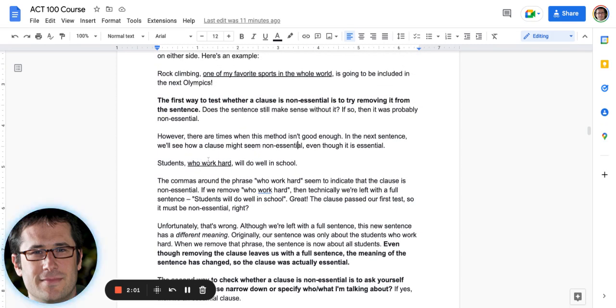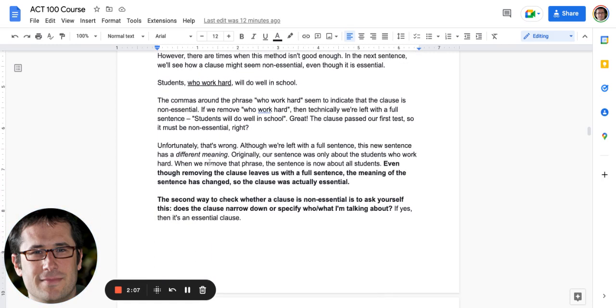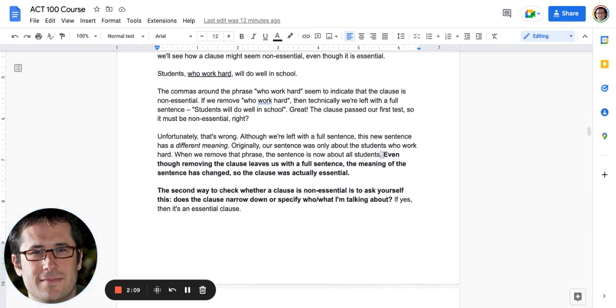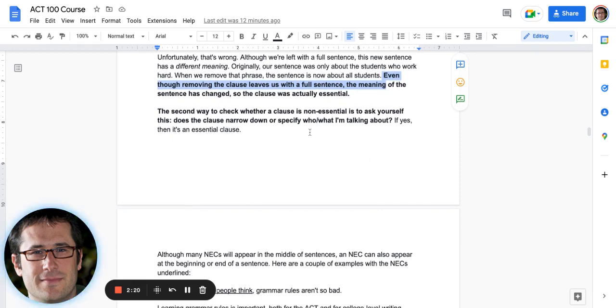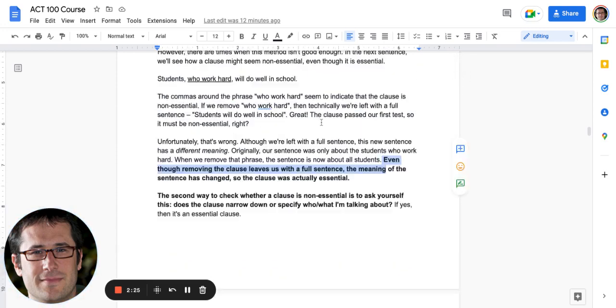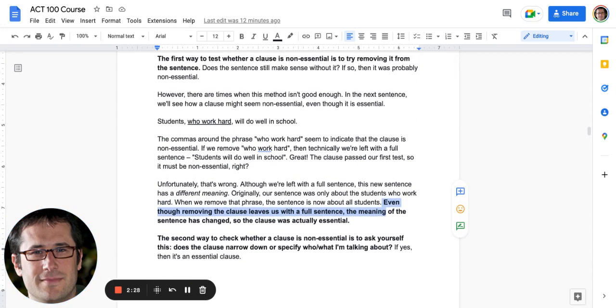So those are the two tests. It can't change the meaning of the sentence if you get rid of it, and the sentence has to make sense without it. So just to recap, even though removing the clause leaves us with a full sentence, the meaning of the sentence has changed. So the clause was actually essential. Another way to check is: does the clause narrow down or specify what I'm talking about? If yes, then it's essential. Like here, students who work hard will do well in school. So we're only talking about students who work hard. We're not talking about all students. So it narrows it down, which means it's essential.